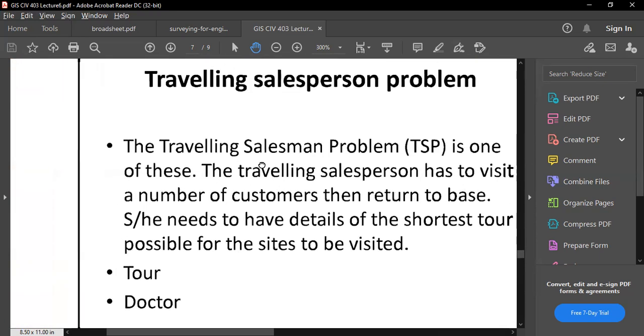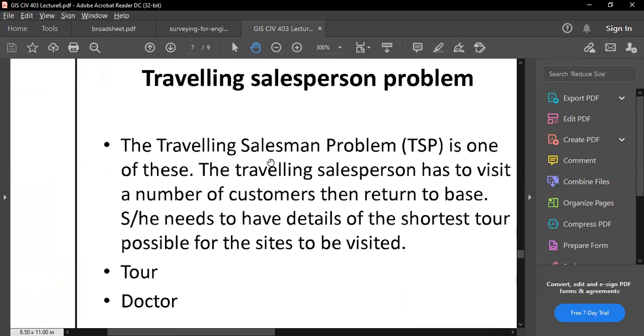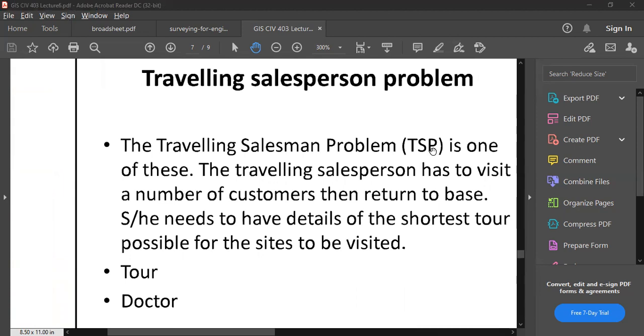In fact, there is one solution called the traveling salesman's problem. What is the traveling salesman's problem? The traveling salesperson has to visit a number of customers, then return to base. And he or she needs to have the details of the shortest tour possible to visit them. In other words, we can look at how you visit several places and come back.